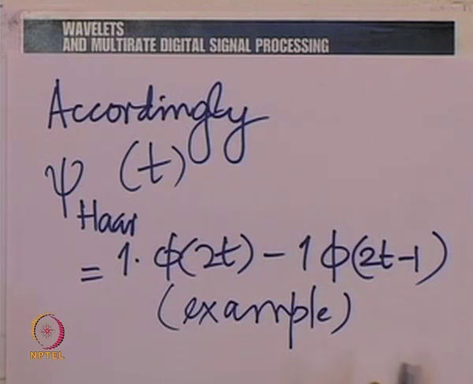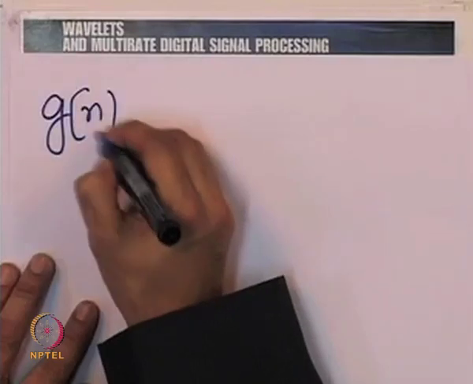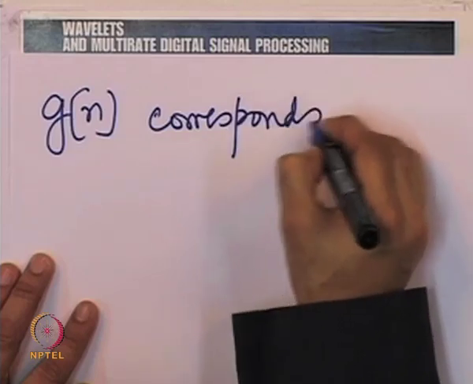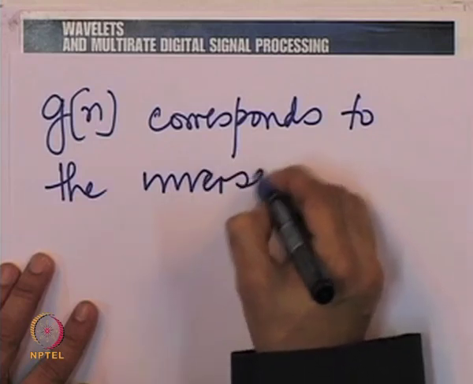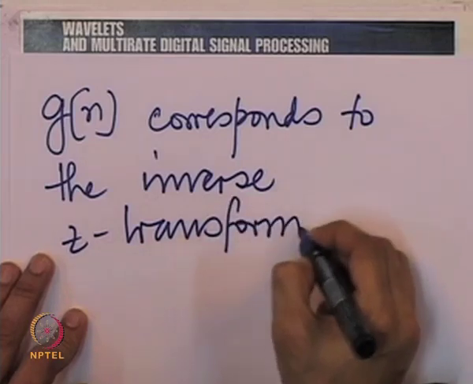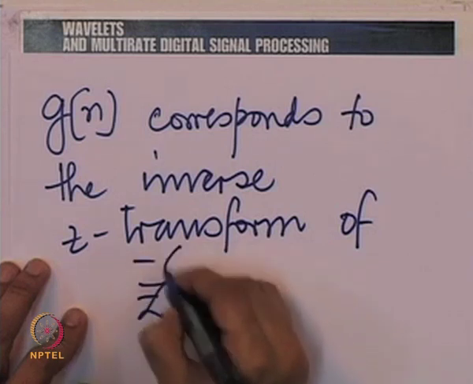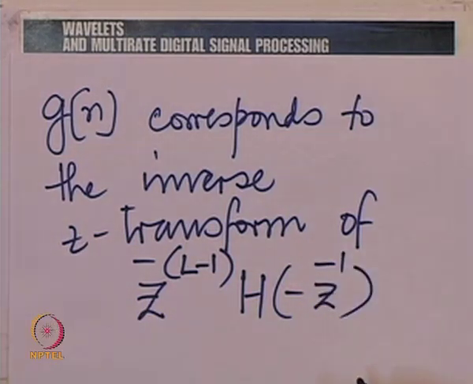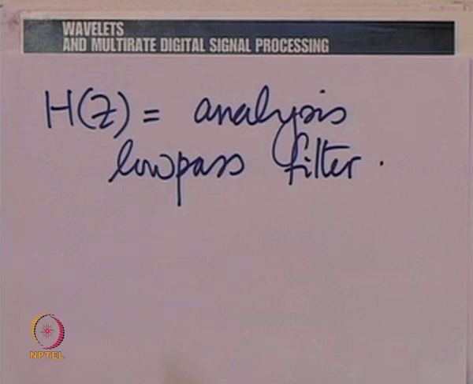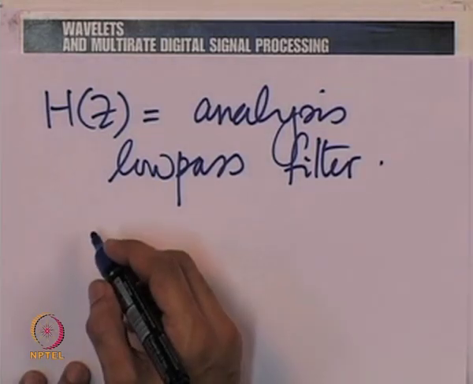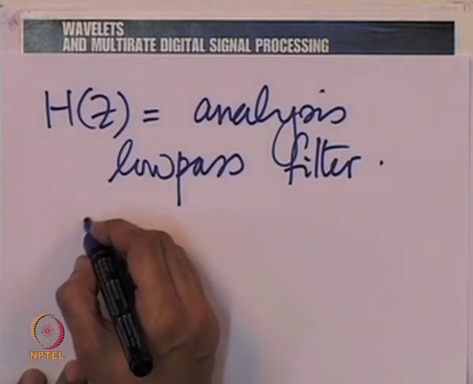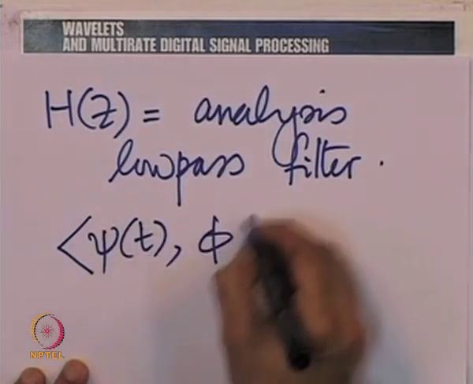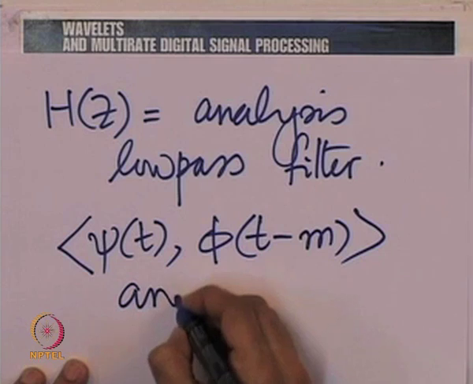Now let us make an observation in general here. So, what we are saying in effect is, if we take g n essentially to correspond to the inverse Z transform of z raised to the power minus l minus 1 h of minus z inverse, where h of z is the analysis low pass filter. Then what we wish to do is essentially to analyze the following dot product. The dot product of psi t with phi t minus m for any integer m.